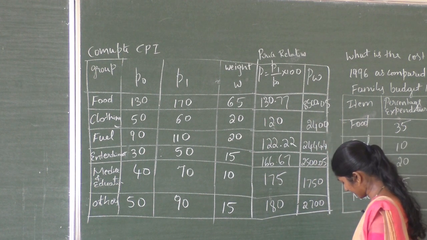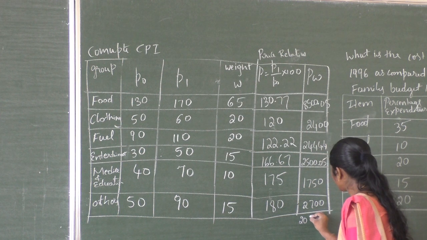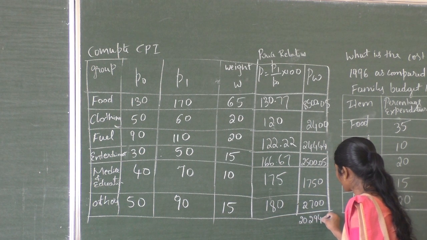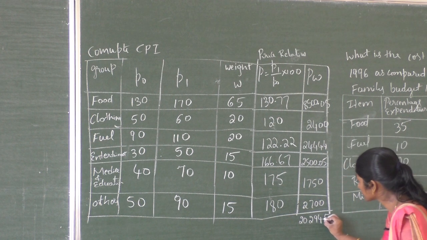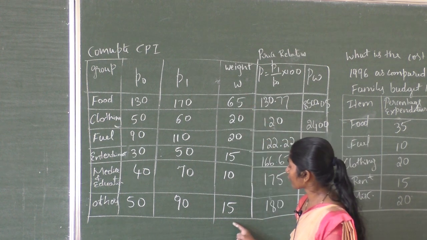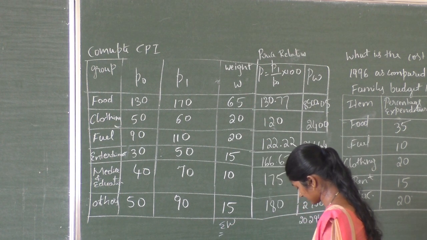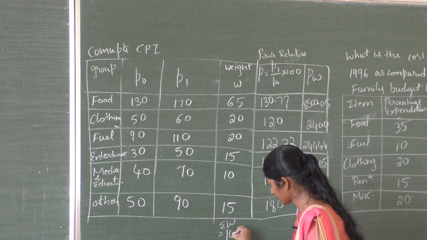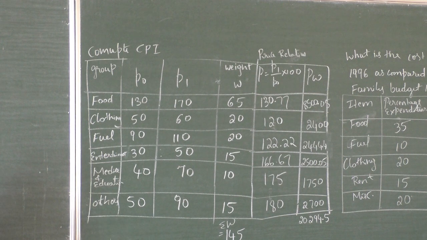Find the total of P into W, that is 20,294.5. This much is the answer. We also need the total of weights, that is summation W, which is 145. Now we have to use the family budget method formula.